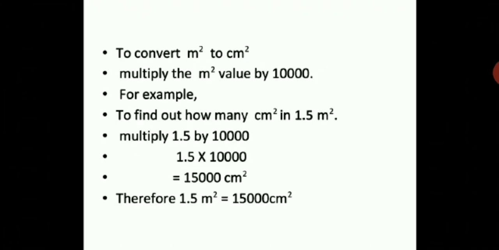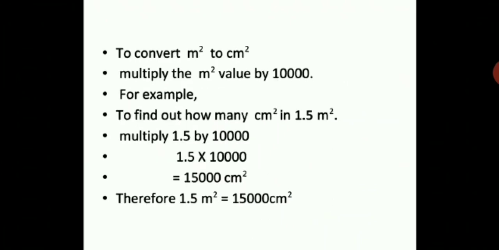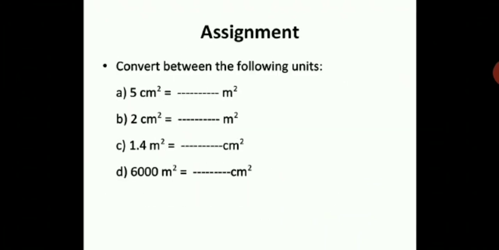I'll just repeat this conversion factor for you here. When we are converting meter square to centimeter square, you have to multiply by 10,000. And for centimeter square to meter square, you have to divide by 10,000 or multiply by 0.0001 to get the conversion from centimeter square to meter square. So you just have to remember these factors, children, and do the sum accordingly. I hope you will be able to do this.